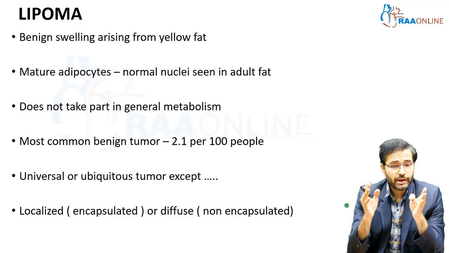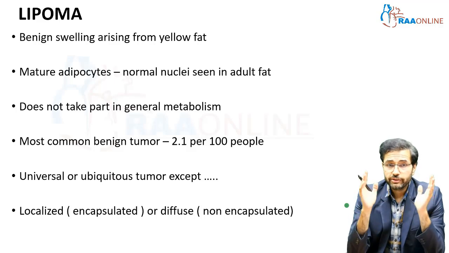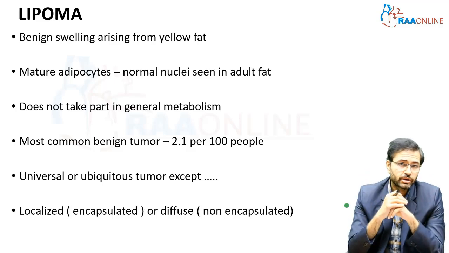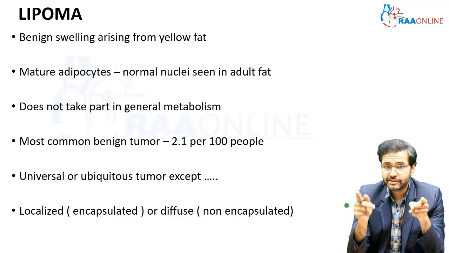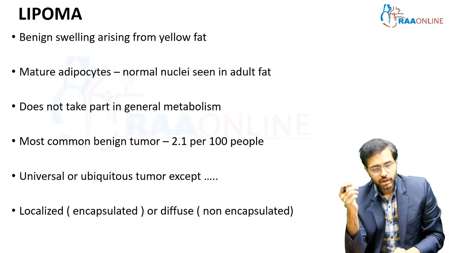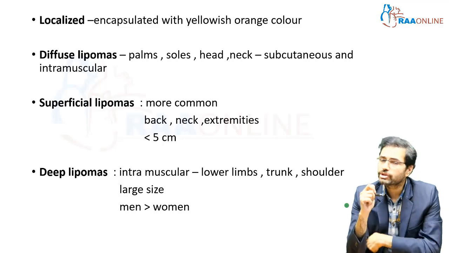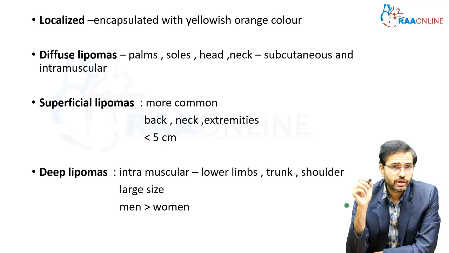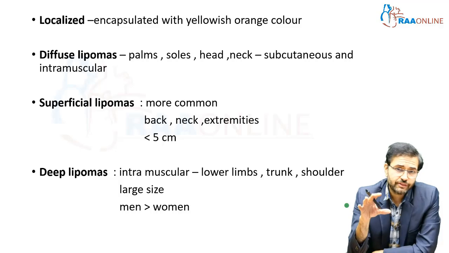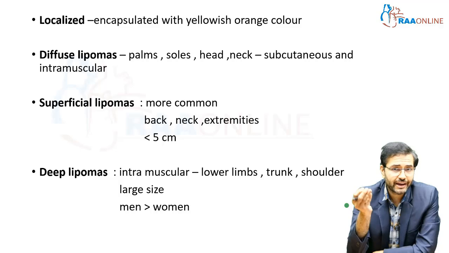It is the most common benign tumor with an incidence of 2.1 per 100 people. It is called a universal or ubiquitous tumor because it occurs in all areas except the brain. It can be localized or diffuse. If it is localized, you find that it is well encapsulated with a yellowish orange color. If it is diffuse, the capsule may not be present. It is usually seen in those areas where it can extend deep and over a large area, for example, the head and neck region.